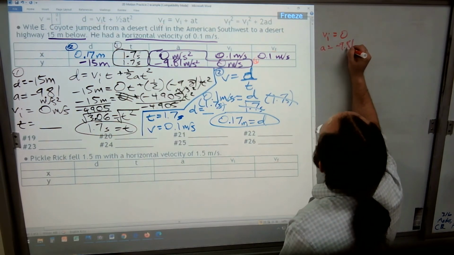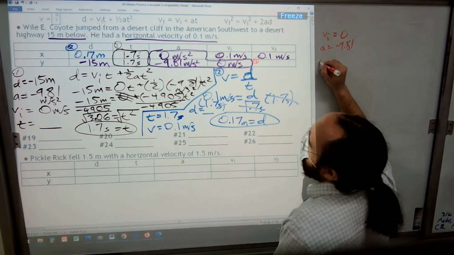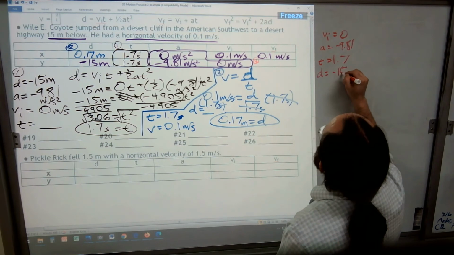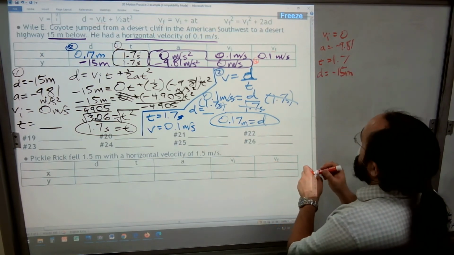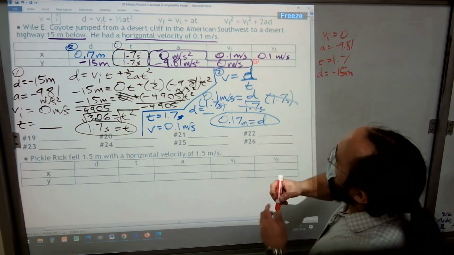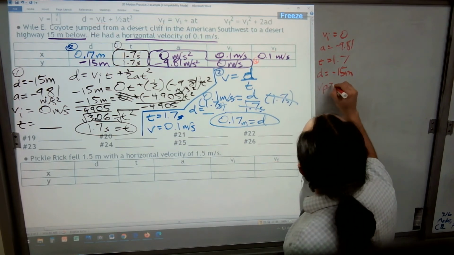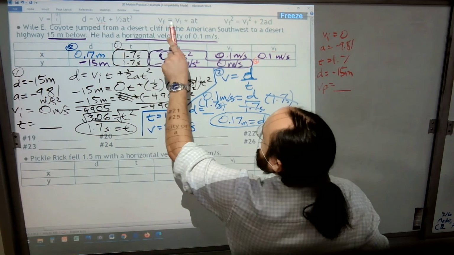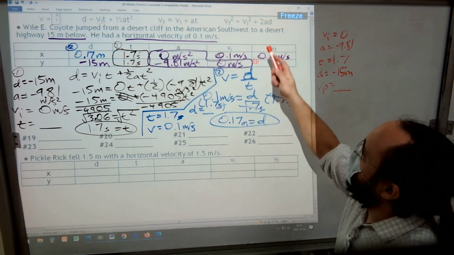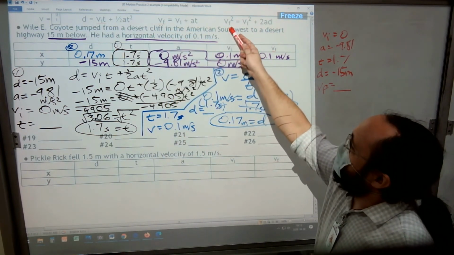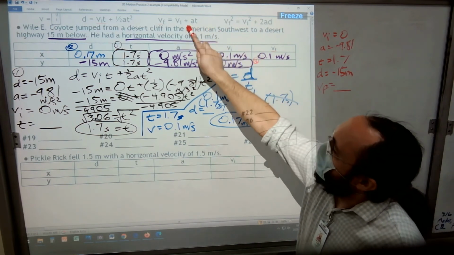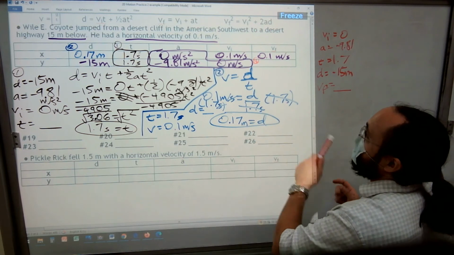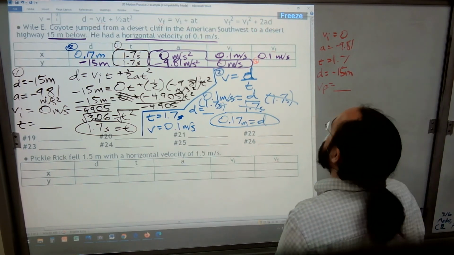Here we go. Acceleration is 9.81, time is 1.7, and distance is negative 15 meters. I'm looking for final velocity, so as long as the formula has final velocity, I'm good. If I used this one, I'd have to take a square root at the end, and that's some extra work. So I'm going to use this one. You can use that one, but just don't try to use both. Sometimes that doesn't work.